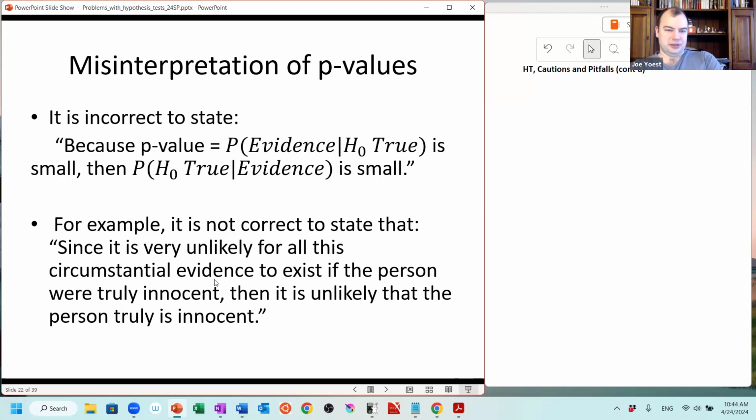So I might say something like this. I might say, I've concluded it's very unlikely for all the circumstantial evidence to exist against this person if they were truly innocent. But if I then make the leap to say, therefore, it is unlikely the person is truly innocent, that's where I've made a logical mistake. I can't conclude that it's unlikely the person is innocent just because, from the frequentist standpoint, I would have enough evidence to reject the null, just because the circumstantial evidence would be unlikely to exist if the person were innocent.